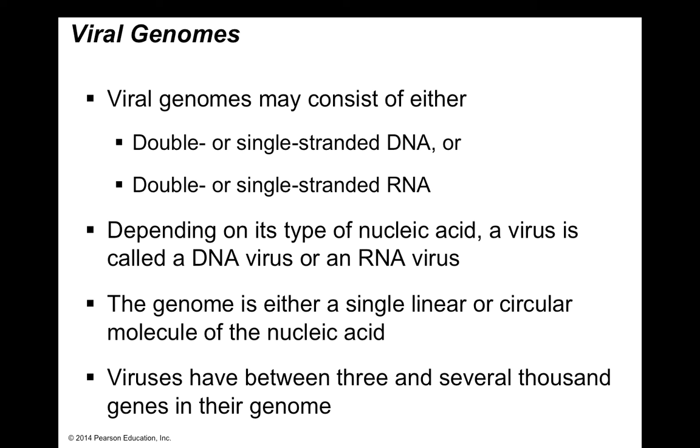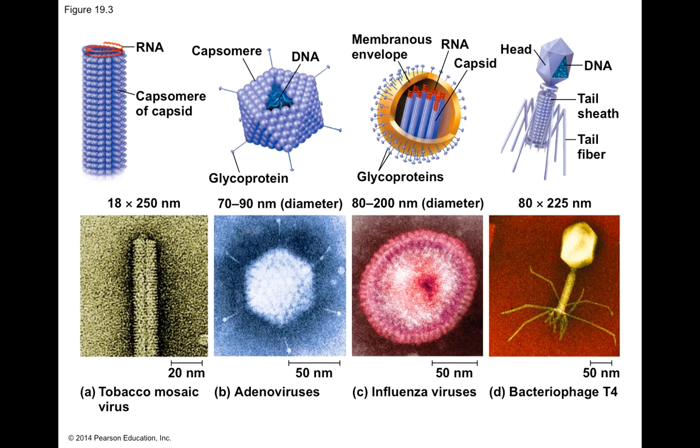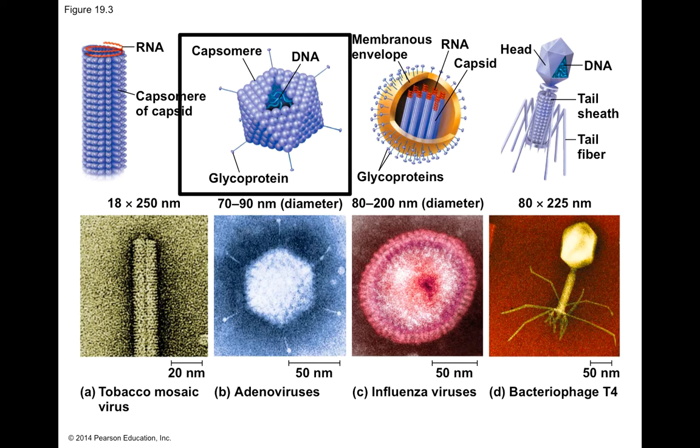As far as the protein coat is concerned, this is a structure called a capsid, and its function is to enclose and protect the DNA or RNA. A capsid can exist in various shapes. For example, this is an example of a helical capsid, while this shape is called icosahedral.